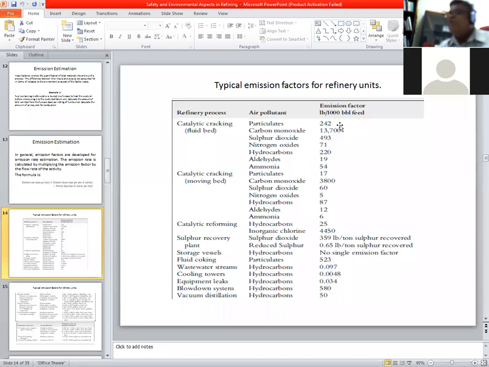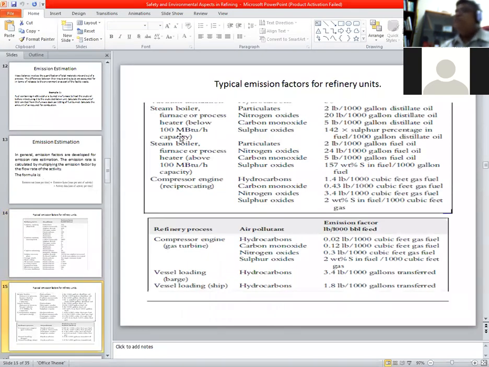But one thing I would like to draw your attention to, the unit of the emission factor here is pound per 1000 barrel feed. This one you have to consider. For example, in FCC, the nitrogen dioxide emission factor will be 71 pound per 1000 barrel feed. Catalytic cracking, aldehyde, emission factor is 12 pound per 1000 barrel.